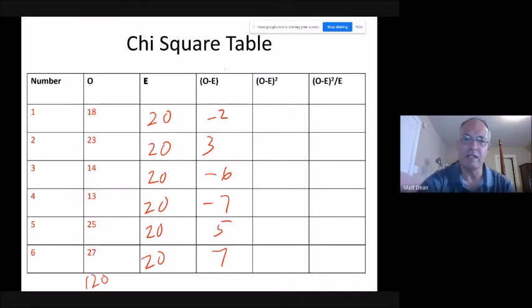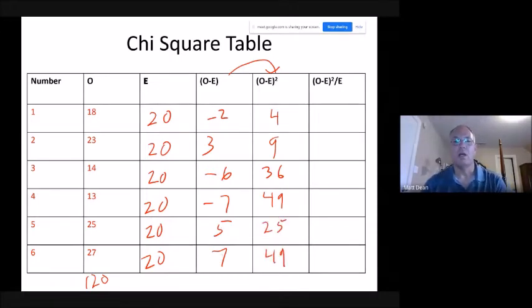Now we're going to take this column and square it to get the next column. So -2 squared is 4. 3 squared is 9. -6 squared, again, negative times a negative, positive 36. -7 squared, 49. 5 squared, 25. And 7 squared, 49. All right, finally, we're going to do the O minus E squared over E column.